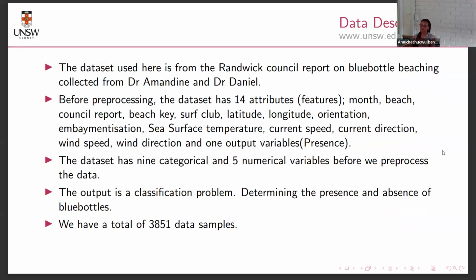And then we have to look into these attributes to check them. We had 9 categorical and 5 numerical variables before we processed them. Then this is really a classification problem because we are dealing with presence and absence, and we are determining the presence of the blue bottle. We have a total of 3,851 samples.